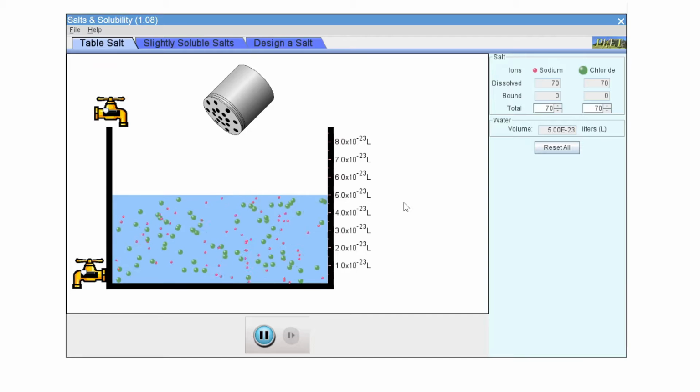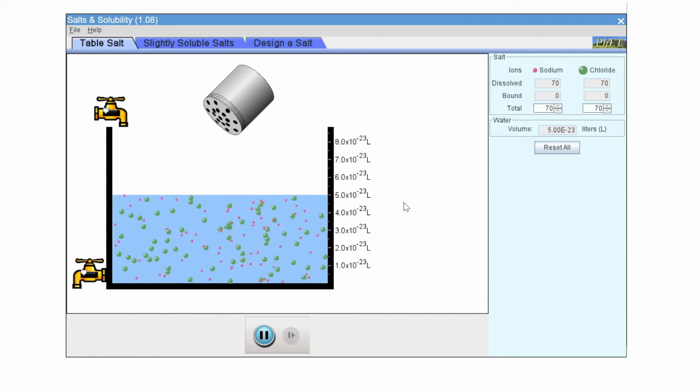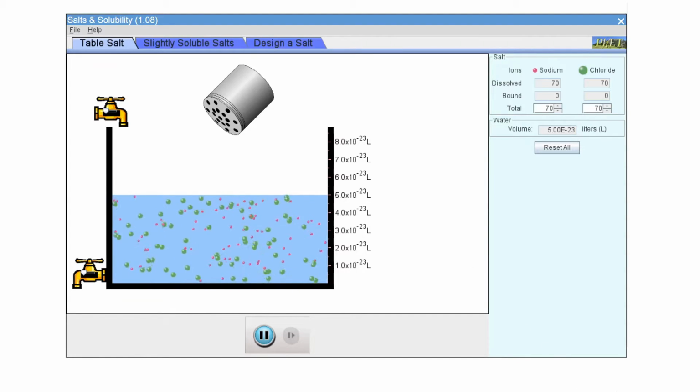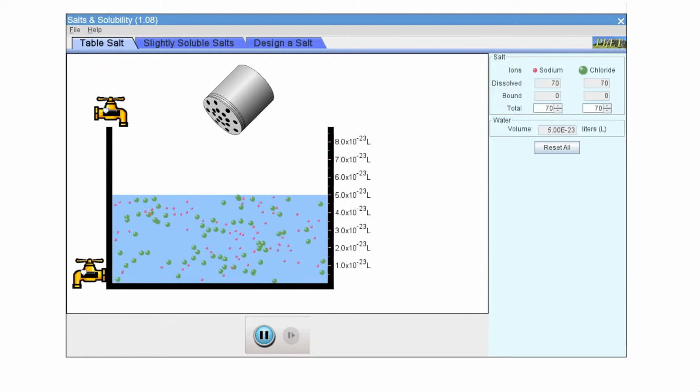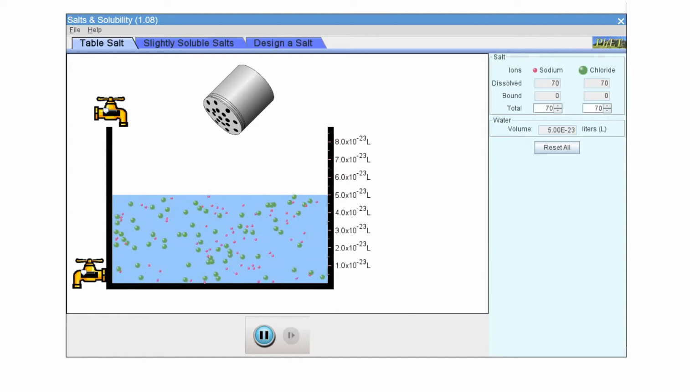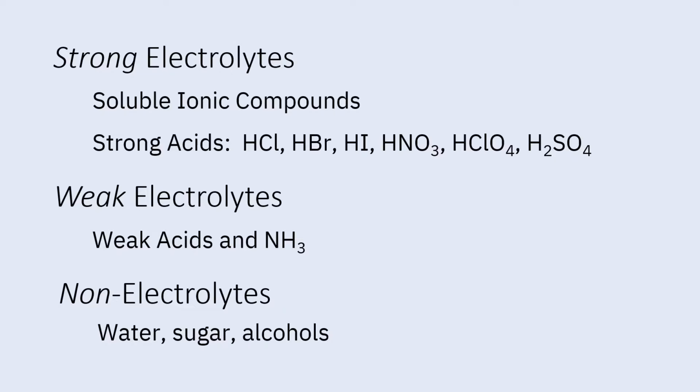Some compounds only dissociate partially when dissolved in water. These are called weak electrolytes. And some compounds do not dissociate into ions at all. These are called non-electrolytes. Soluble ionic compounds are strong electrolytes, and so are the strong acids.